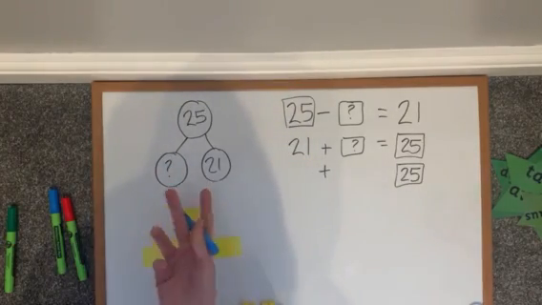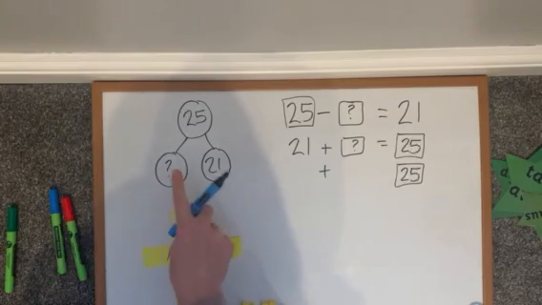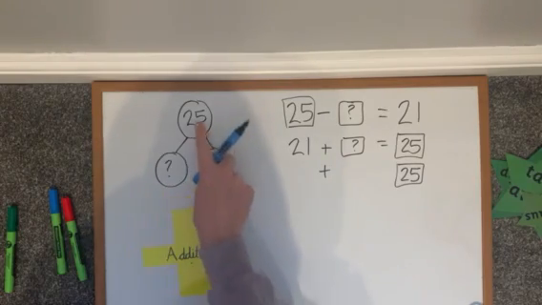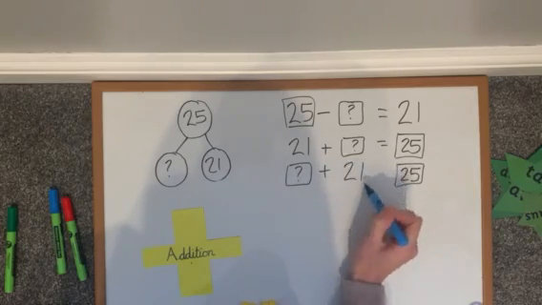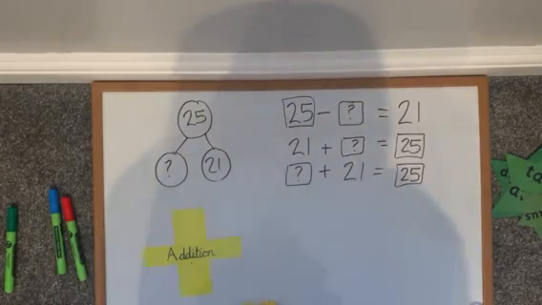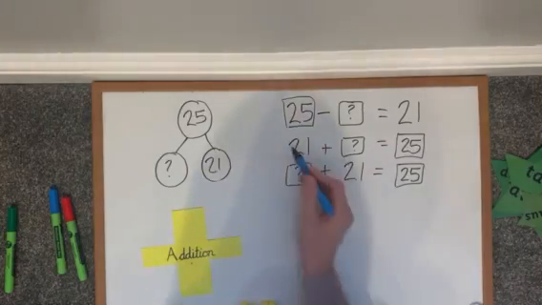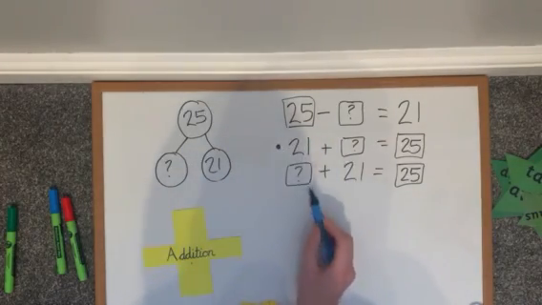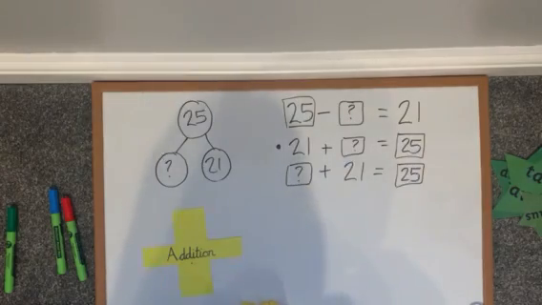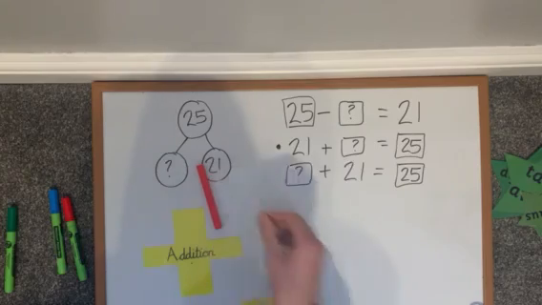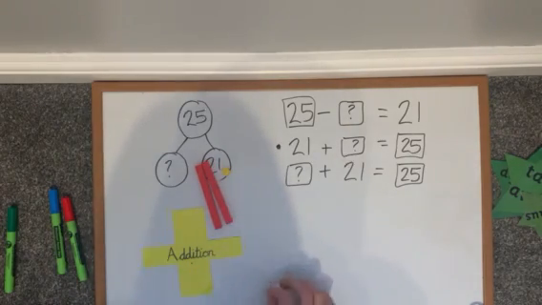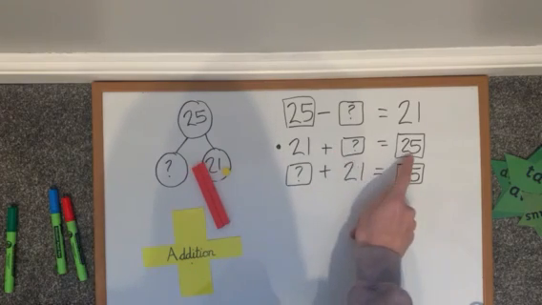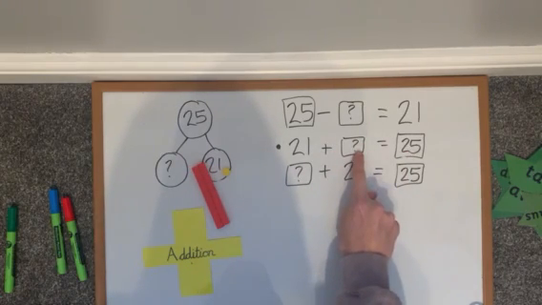Or I can add in any order. So I could do something plus 21 equals 25. Okay then, but it would be easier to start with the 21, so then I can count on to 25. So I'm going to use my Deans, so I'm going to start with 21, and I'm going to count on until I get to 25 to work out what this missing part is.